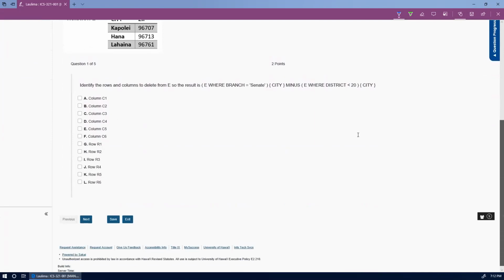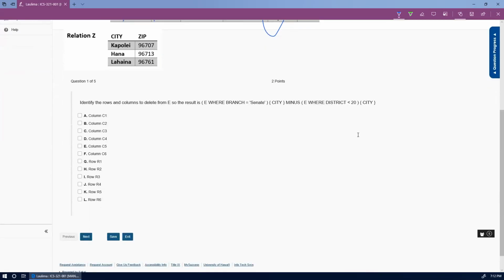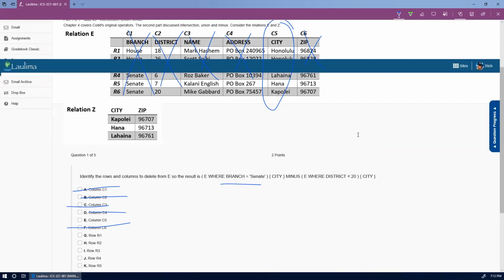So we can get rid of all of the columns that are not cities. Okay, so we want to keep this column, and we can get rid of all the rest of these other columns. So we're going to keep C5, and we delete C1, C2, C3, C4, and C6. And then we want to take where the branch is equal to Senate, so we're going to start with just this bottom set.